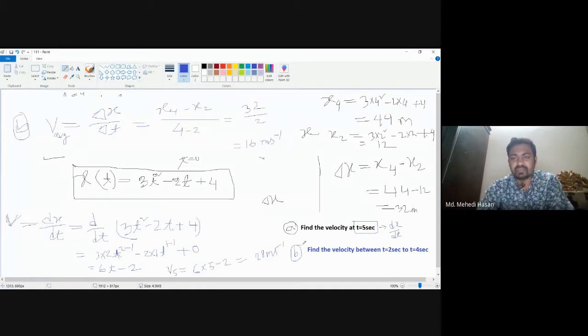So the average velocity between t equal to 2 second to t equal to 4 second is 16 meters per second. Okay, and the instantaneous velocity at 5 second is 28 meters per second. So they are not the same, they are different because there is a variable t. Okay, so that's why they are different. So this is the process to find out the velocity. Anyone have any question?